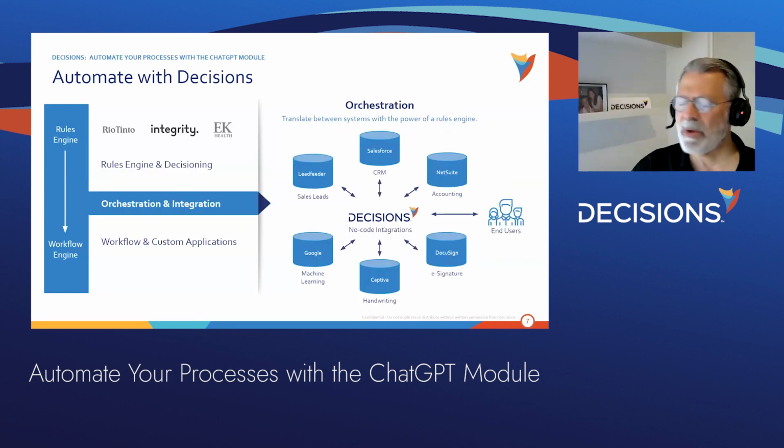The second and probably most common use case, and the one that we're actually going to talk about a lot today, is orchestration, process orchestration. So it's taking data and integrating with various systems, running logic in between, connecting them, and engaging end users when necessary.